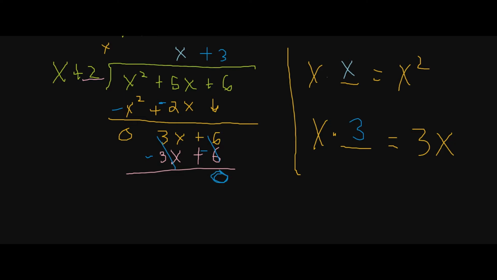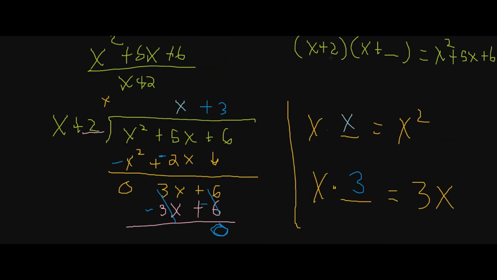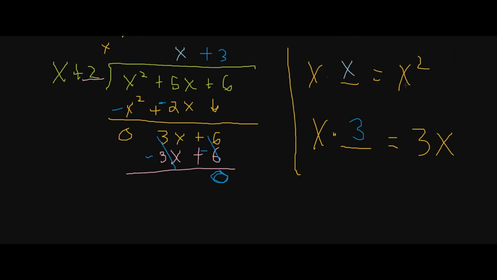Essentially, we did long division because we were trying to figure out x plus 2 times what gives you that expression. We can conclude then that x plus 2 times x plus 3 is going to give me x squared plus 5x plus 6.